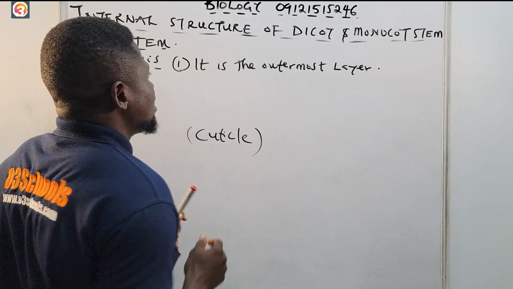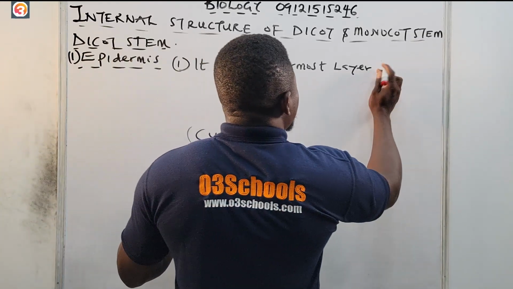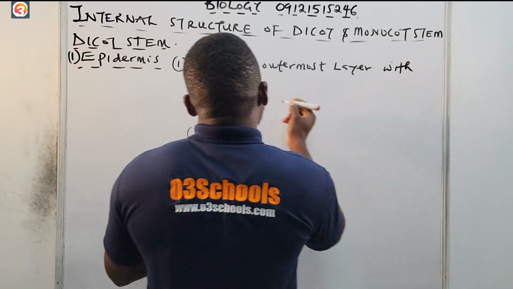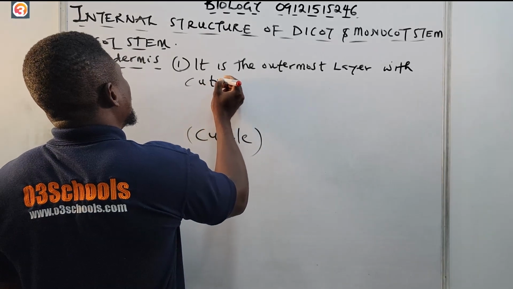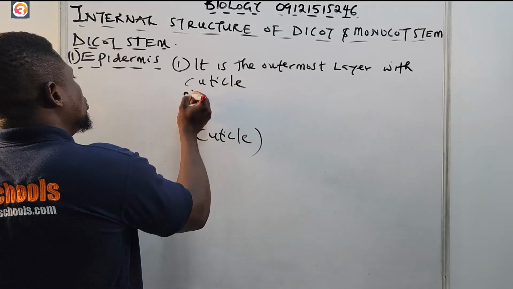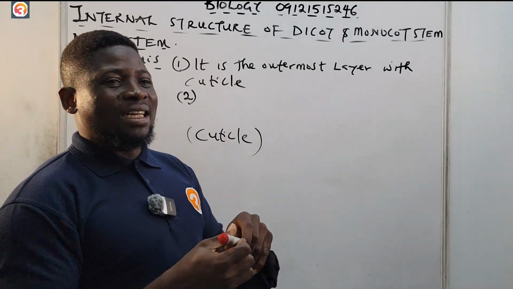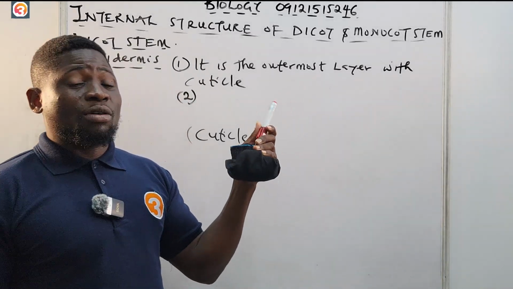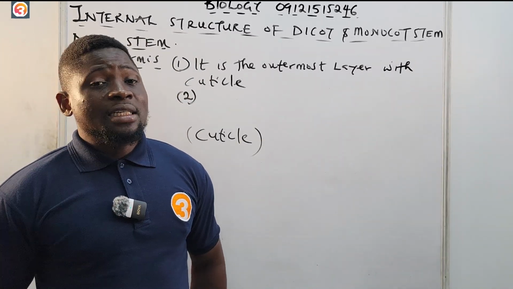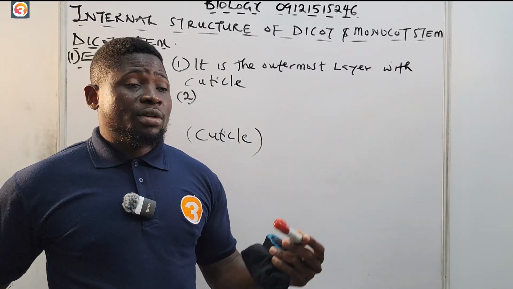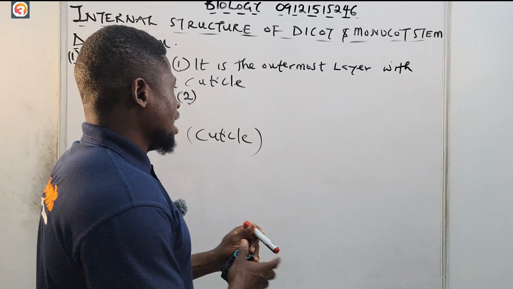So it is the outermost layer, and you can say with cuticle. So this is a difference between the dicot stem and the dicot root. The dicot root does not have a cuticle, but of course the dicot stem does have a cuticle.